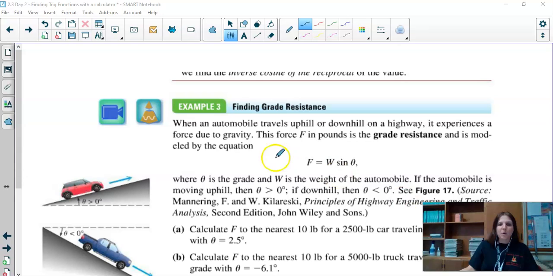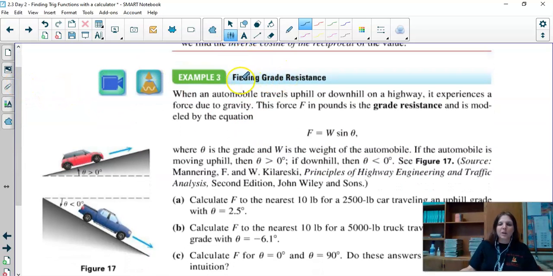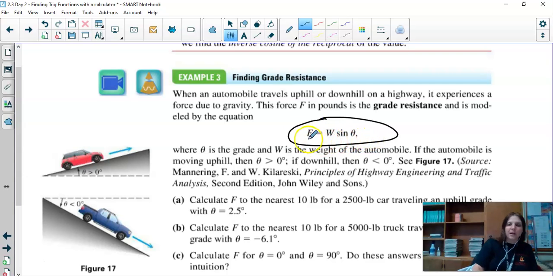So the last part of your assignment is going to be applying some of these angle ideas. And we're going to be looking at this thing known as grade resistance. When you are traveling up or down a hill on a highway, you experience this force due to gravity. This force is called the grade resistance and can be modeled by this equation. Force equals W times the sine of theta. Theta is the grade, so that's the angle.